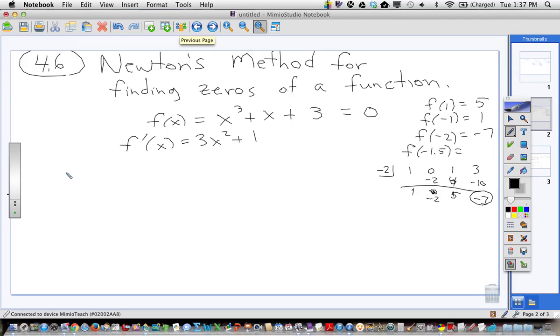So let's say our first guess is -1. Isn't that what we guessed? 1, but that was way off. So we'll save ourselves a little bit. We'll say -1 was our first guess. So here's what we would do. If our first guess is -1, we would write -1 minus f of -1 divided by f prime of -1.